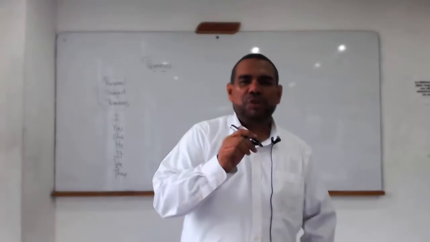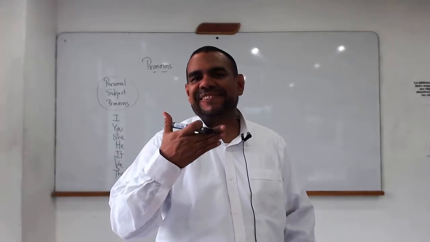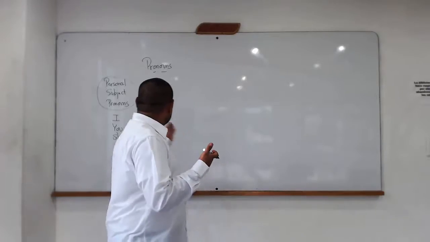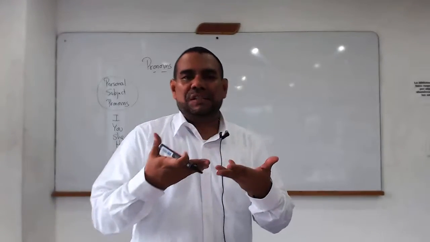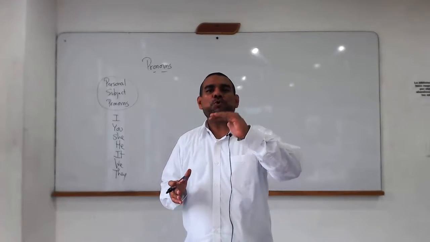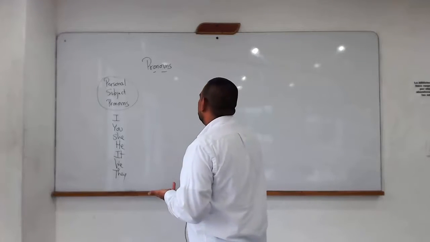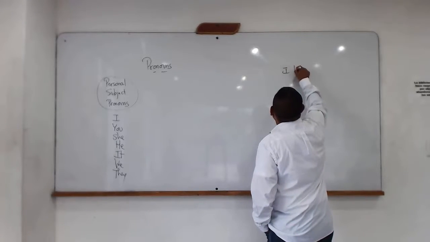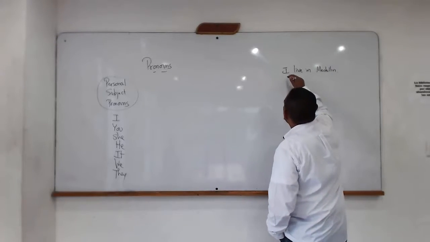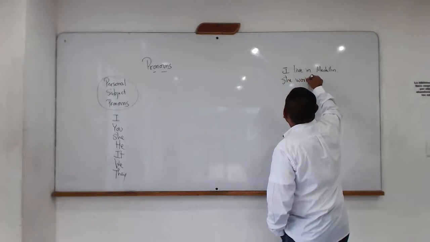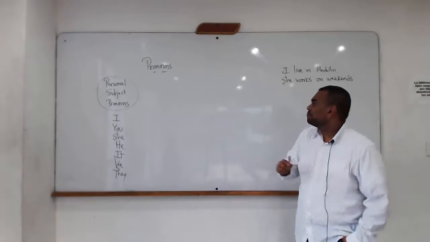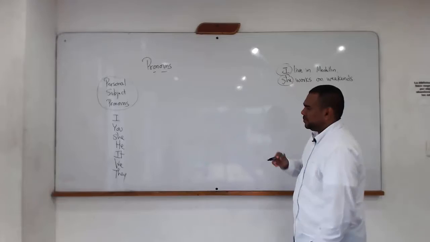These pronouns refer to who does the action. We had already seen at the beginning of our presentation that the subject in general is who does the action. So these subject pronouns are exactly who do the action in English sentences. For example, I live in Medellin. She works on weekends, etc. This is a pronoun and this is a pronoun.